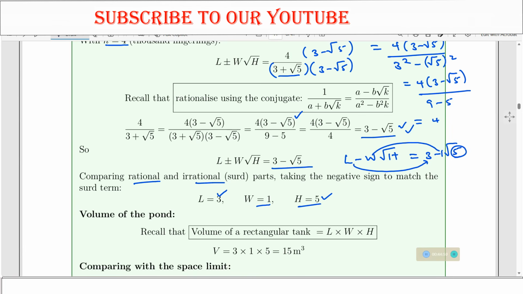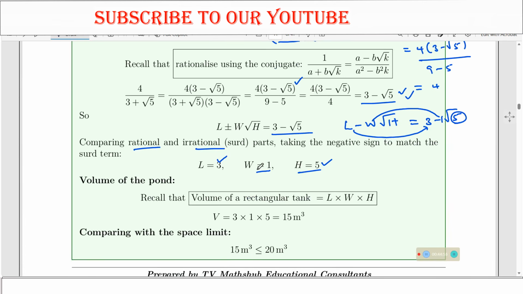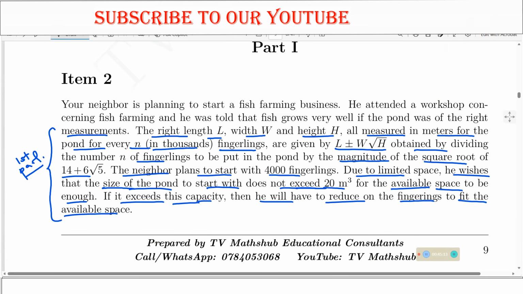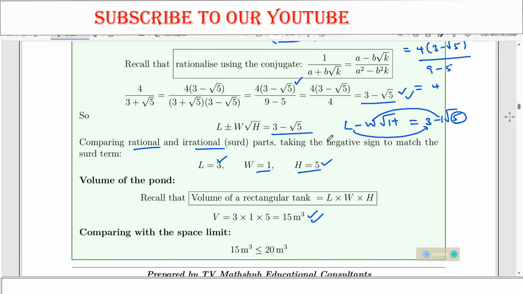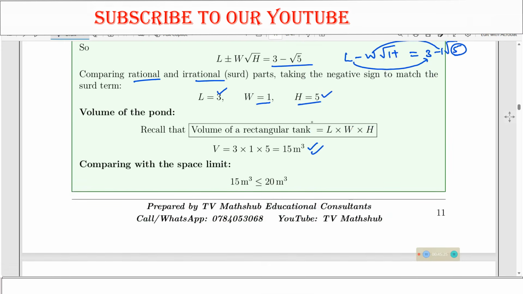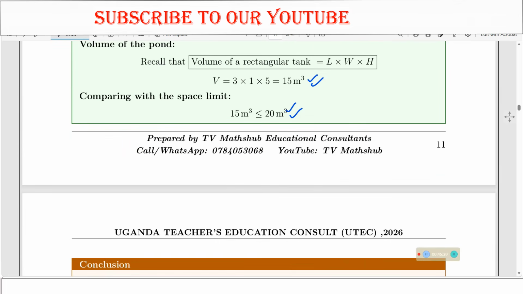After obtaining the length, width, and the height, you will go on and obtain the volume. The volume will be in the form of length times width times the height. When you do that, you should be able to get your volume as 15 meters cubed. Then go on and compare this with what you were given. The constraint was it should not exceed 20 meters cubed, and as we have seen, it is not exceeding. It is actually less than or equal to 20 meters cubed.